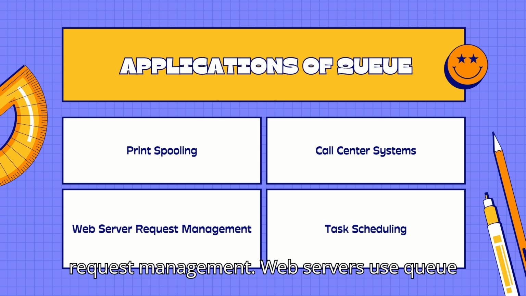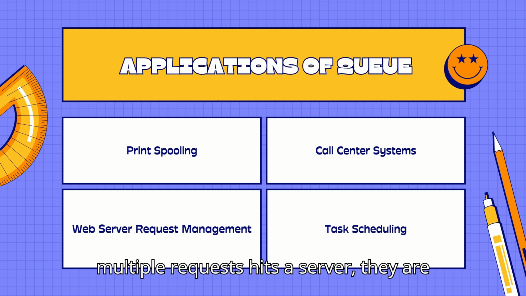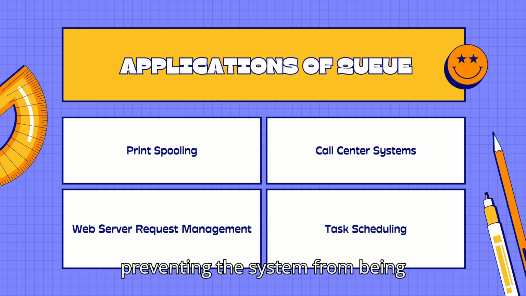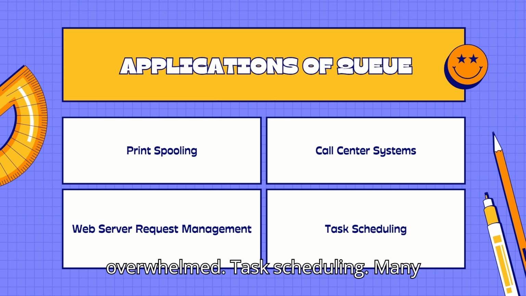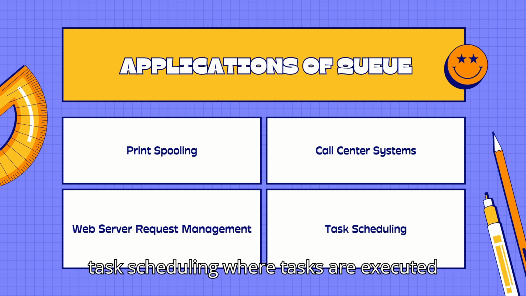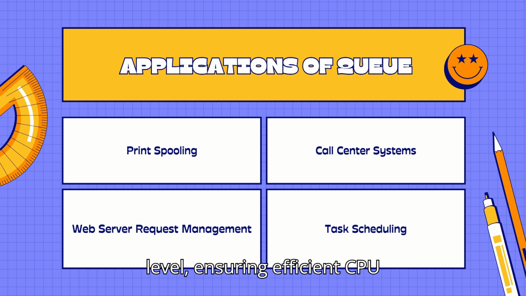Web server request management. Web servers use queues to manage incoming requests. When multiple requests hit a server, they are processed in the order they were received, preventing the system from being overwhelmed. Task scheduling. Many operating systems use queues to manage task scheduling, where tasks are executed based on their arrival order or priority level, ensuring efficient CPU utilization.